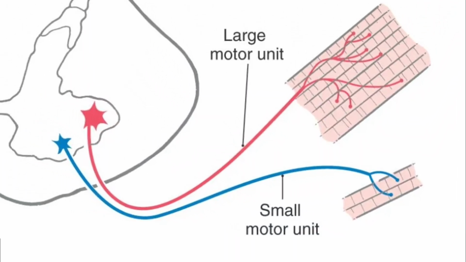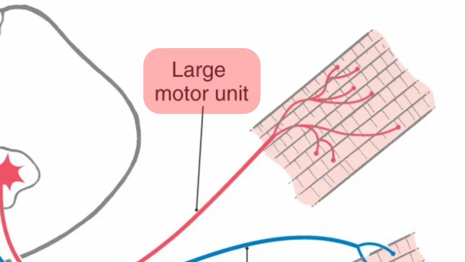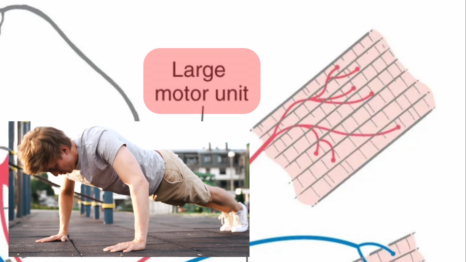If you're doing the activities that require a lot of muscle movement, a lot of muscle strength, you're going to be using larger motor units, which is basically your motor unit recruiting more muscle fibers in order to be able to hold up the force that you're putting upon them. So you're going to be using a lot more larger motor units, for example, if you're doing a push-up compared to when you're writing something on paper.